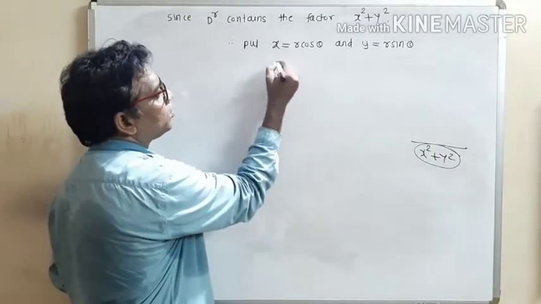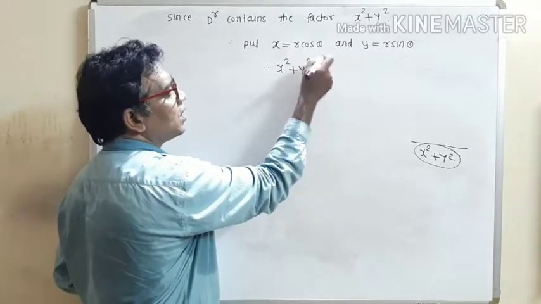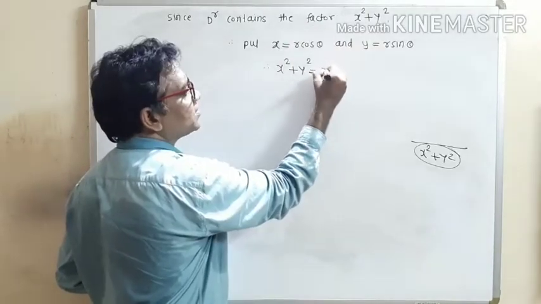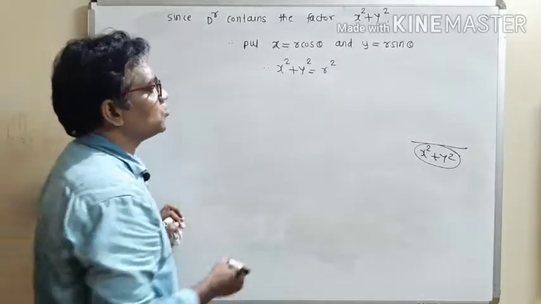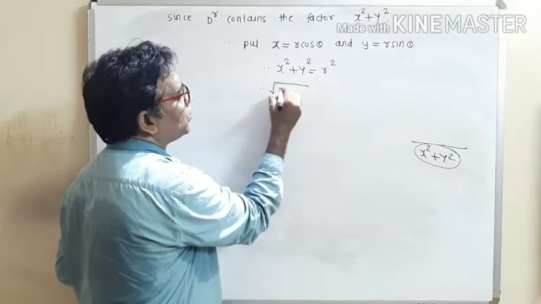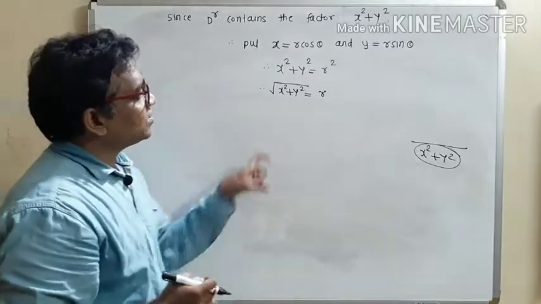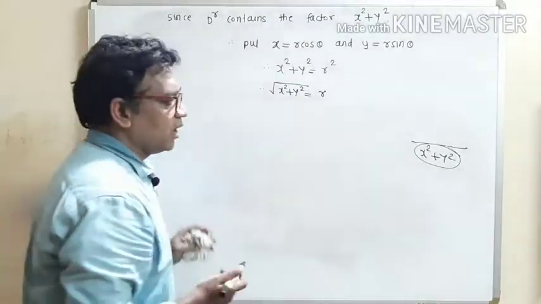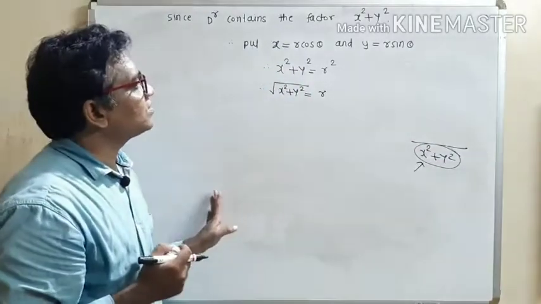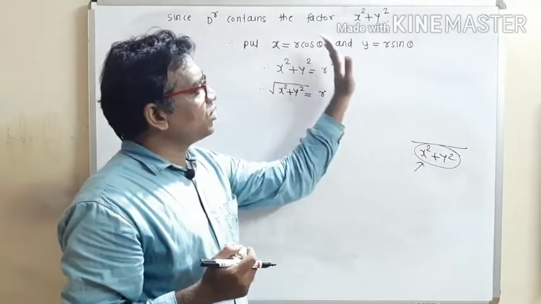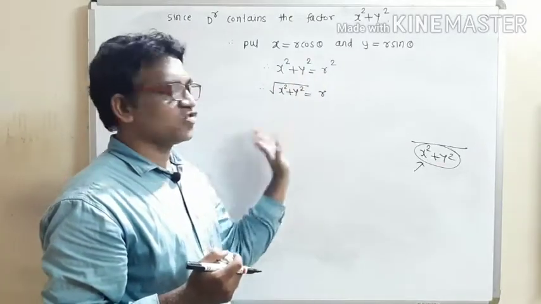Squaring and adding: the square of this term is x square, the square of this term is y square, and take their addition. r square cos square theta plus r square sin square theta. Take out r square common, into bracket cos square theta plus sin square theta, which is 1. Now take the square root: under root x square plus y square is equal to r. This is the common step for each and every example. If the function has a denominator like x square plus y square, the standard substitution is x equal to r cos theta, y equal to r sin theta, squaring and adding, and then taking the square root.